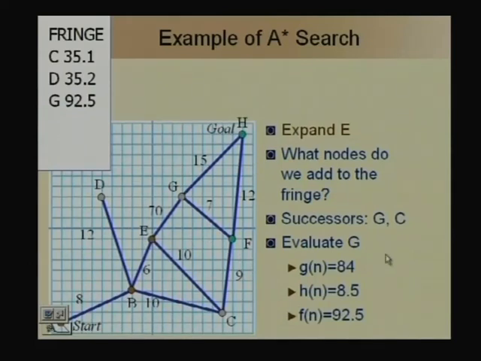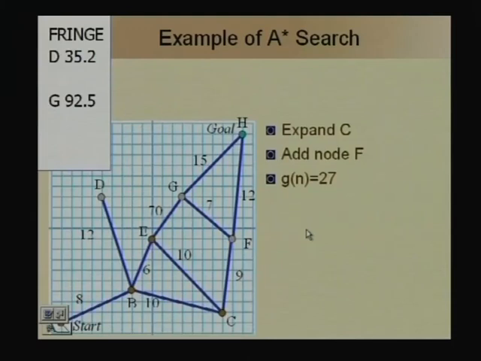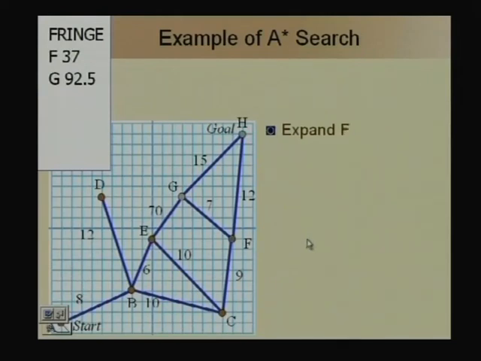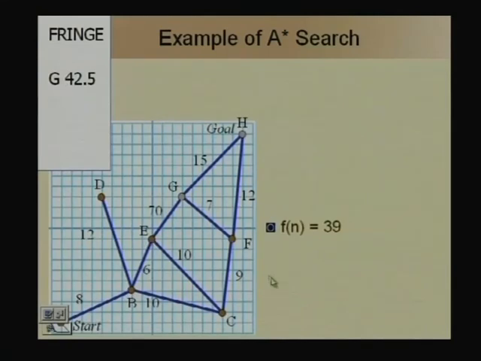We add it to the fringe, then we take C whose f is 41.3, which is more than the f value of C which we already have on the fringe. We discard it. Then we expand C, add node F whose f value is 37, and we put it in the fringe. Then we expand D, which has no children, then we expand F, add nodes G and H to the fringe. We evaluate G whose f value is 42.5, and we replace the previous f value. Then we evaluate H whose f value is 39, we put it in the fringe.